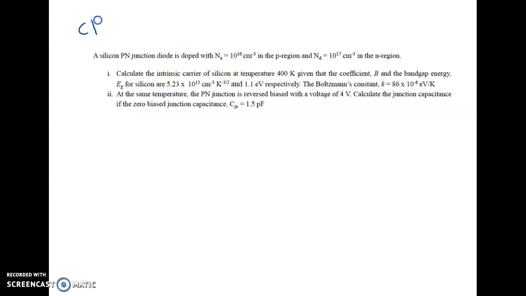So this is a chapter 2 question. You are given NA and ND, and the temperature here is not room temperature, it is 400 Kelvin. And you are given the band gap, that is 1.1. This is the coefficient of the material and the Boltzmann constant. So what you need to calculate first is the intrinsic concentration. The formula for intrinsic is B T^3 over 2, e^(minus EG divided by 2KT).